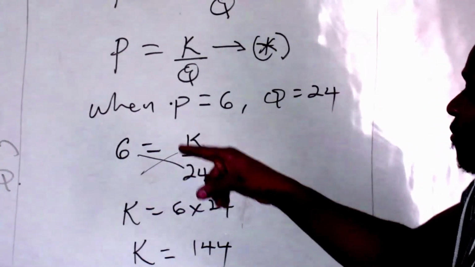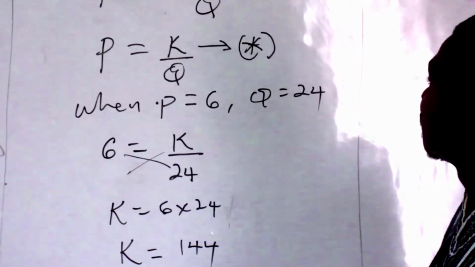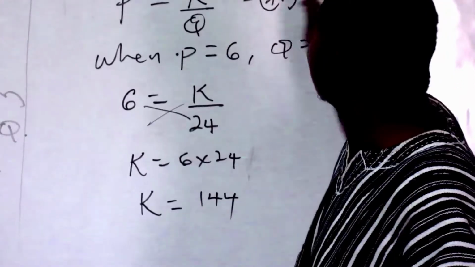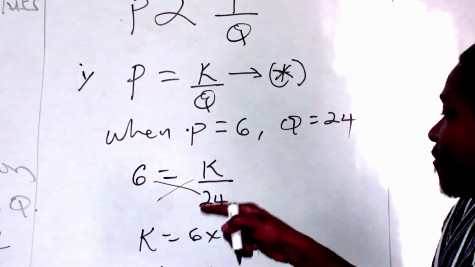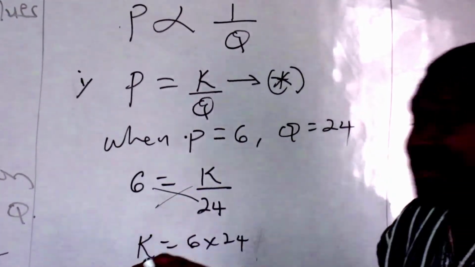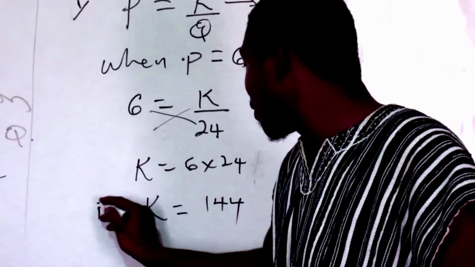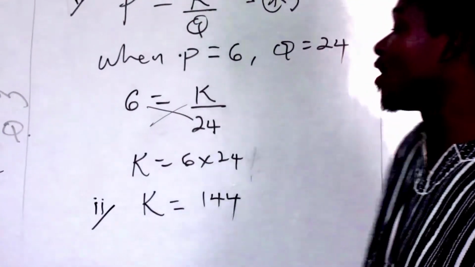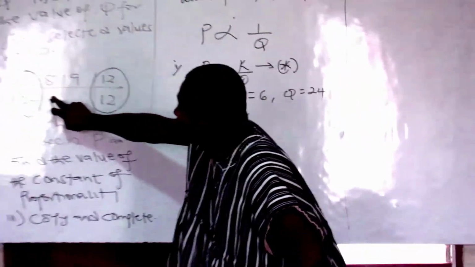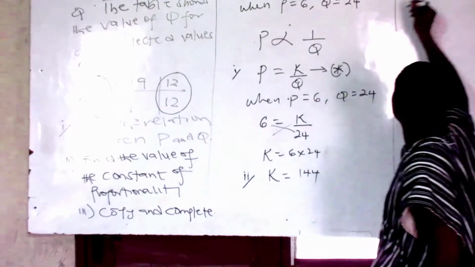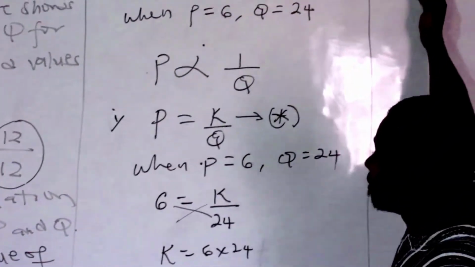So now, find the relation between P and Q. This is your relation. Find the value of the constant of proportionality. This is your constant of proportionality. The third one is copy and what? Complete. Before you complete this, you have to find them. So, please come here with me.